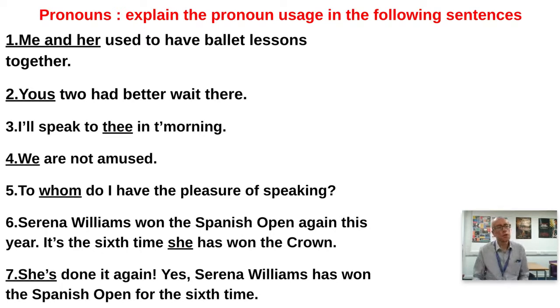Right, I'm assuming you've done the exercise, so let's talk through them together. So: me and her used to have ballet lessons together. Now, what you've got here is a non-standard use of pronouns, because in standard English it would be she and I used to have ballet lessons together.